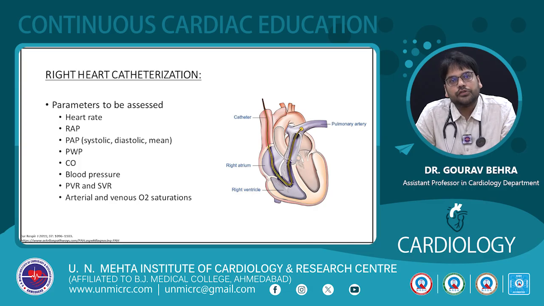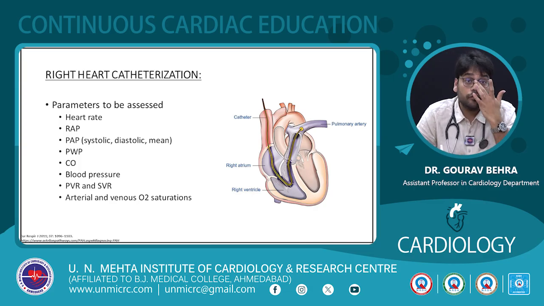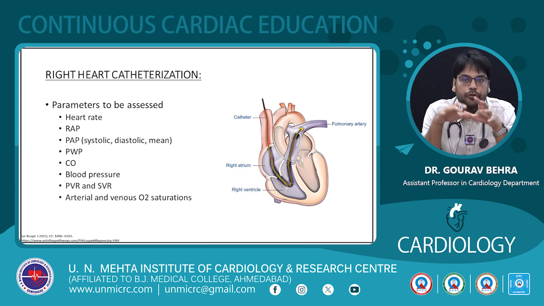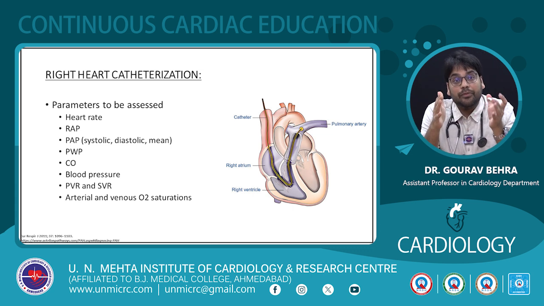So what are the parameters to be assessed? You have to look at the heart rate, the right atrial pressure, the PA pressures, the wedge pressures, the cardiac output, PVR and SVR, and arterial and venous oxygen saturation. When you do a right heart cath, this is very important. You can get the pulmonary flow and the systemic flow.